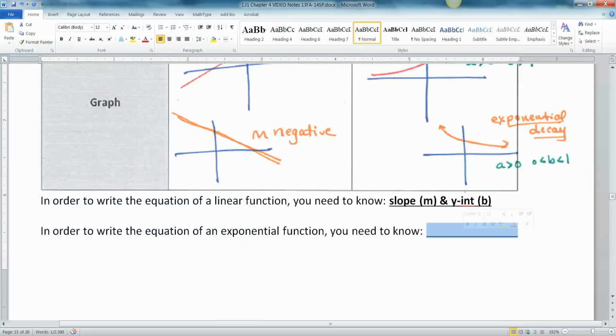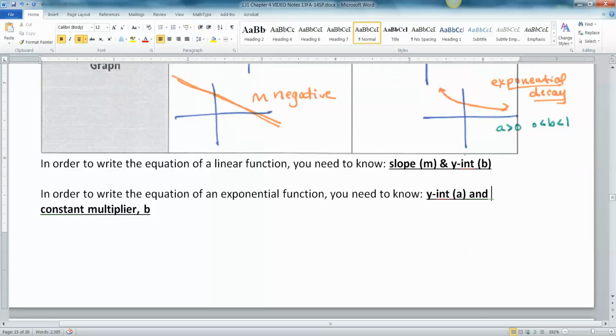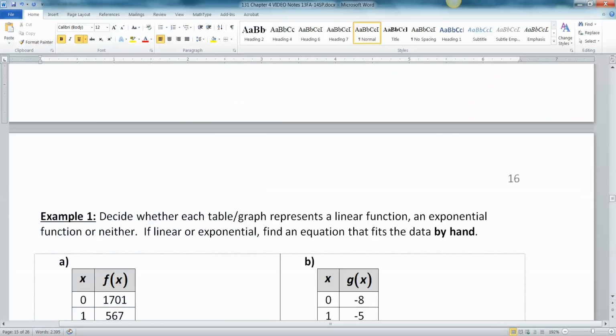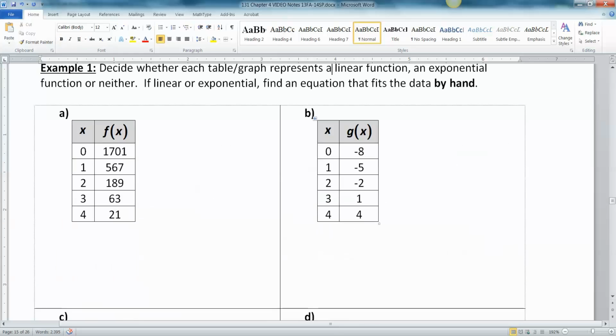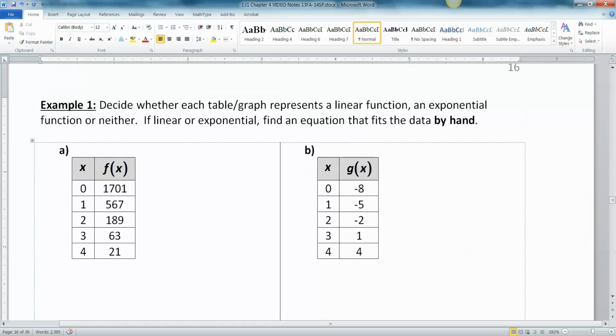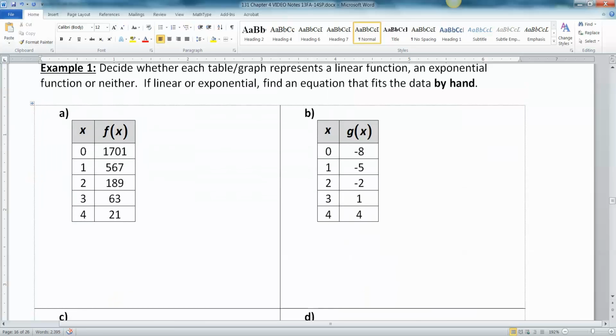Now, to come up with the equation for an exponential function, you're going to need to know 2 things. You're going to need to know the y-intercept, which is a for these, and the multiplier, the base. The constant multiplier, b. Those are the 2 things you're going to need to know. All right, which is obviously where we're heading. We're going to start finding equations for linear and exponential functions by hand. So we're supposed to look at all of these and determine whether or not these are linear or exponential. And if they are linear, then find the equation. And if they're exponential, find the equation.